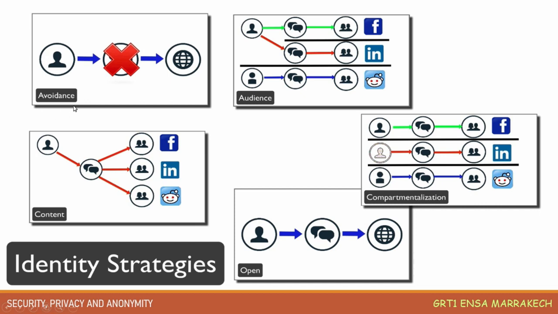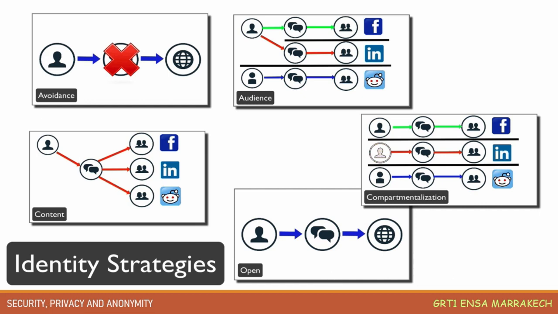The avoidance: do not use applications that don't guarantee your privacy. The content: control what you are posting online. Don't give sensitive information about yourself. The audience: separate your personal and professional information. It can limit the exposure of your information. The compartmentalization: use separate and fake identities wherever you are on the internet. And for your safety and privacy, don't use the open strategy and don't be transparent.